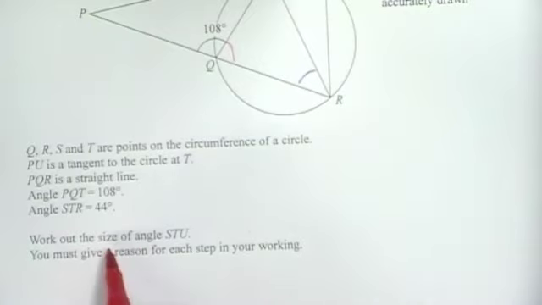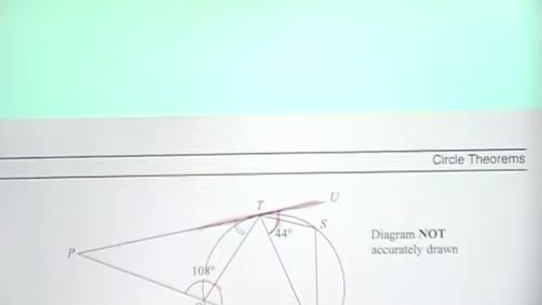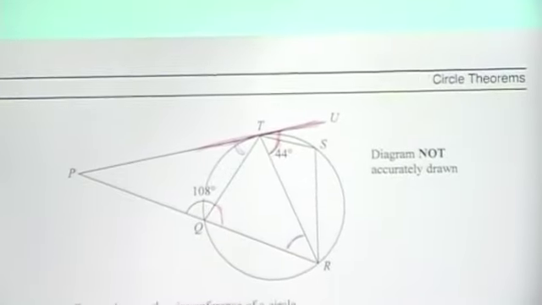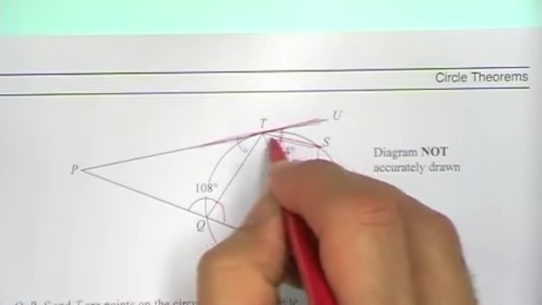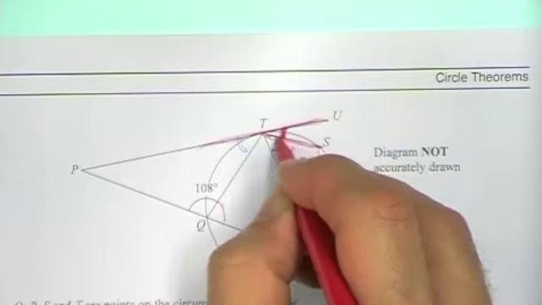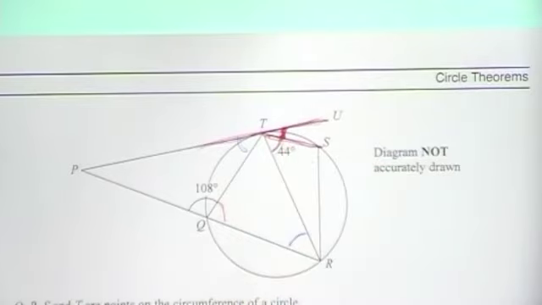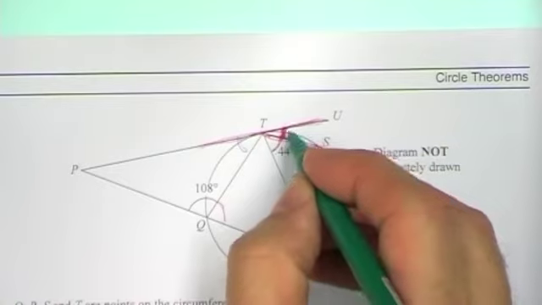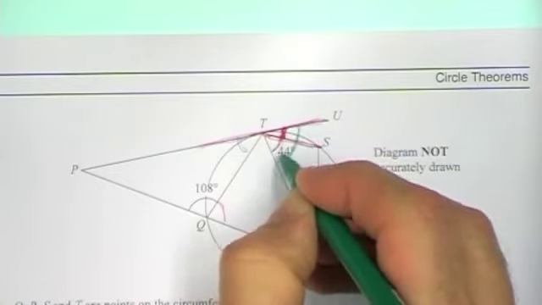Question says, work out the size of angle STU. So that's actually from S to T to U. So in fact we only want this little bit of angle in here. Okay? We know this bit, well, that's the alternate segment theorem in fact. I'm going to first of all work out this whole angle, and then I'm going to take away 44.